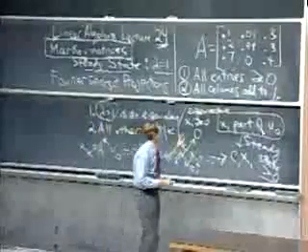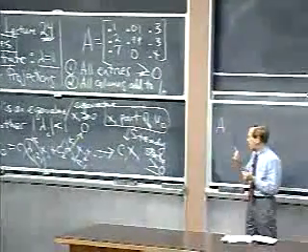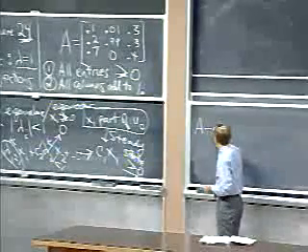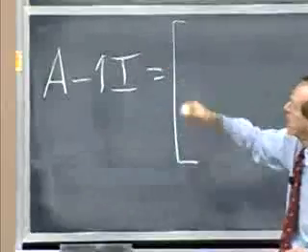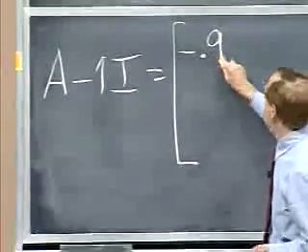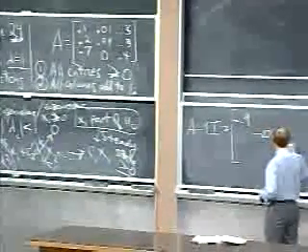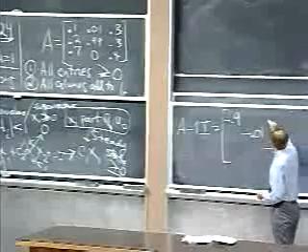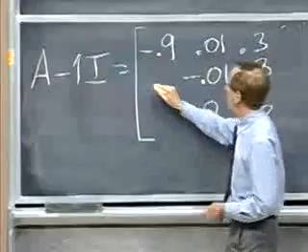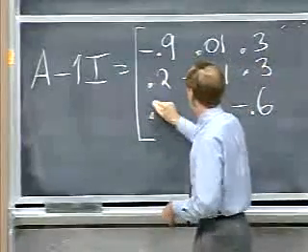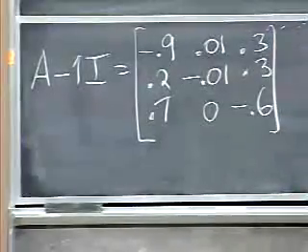Let me look at A, and if I believe that 1 is an eigenvalue, then I should be able to subtract off 1 times the identity, and then I would get a matrix with minus 0.9, minus 0.01, and minus 0.6 when I took the 1s away, and the other parts are still what they were. And this is still 0.2 and 0.7. Okay, what's up with this matrix now?